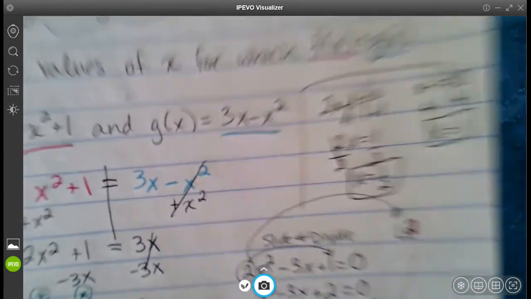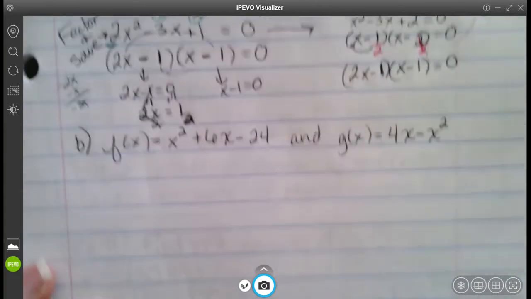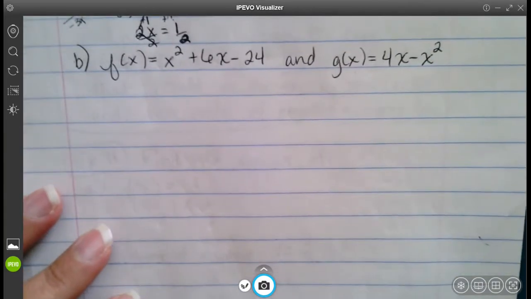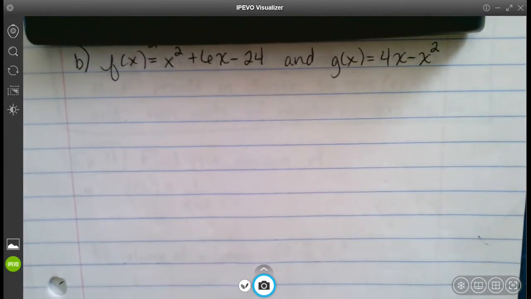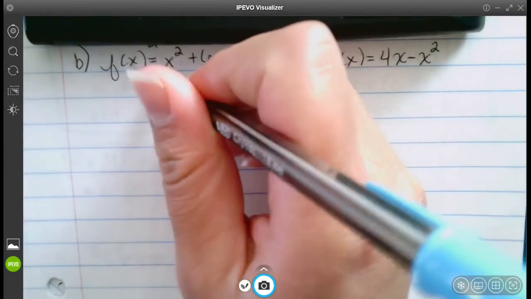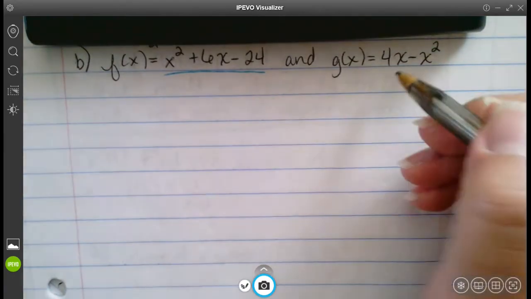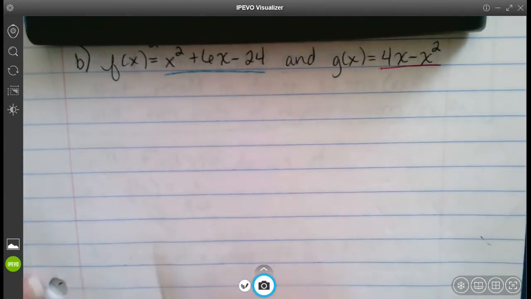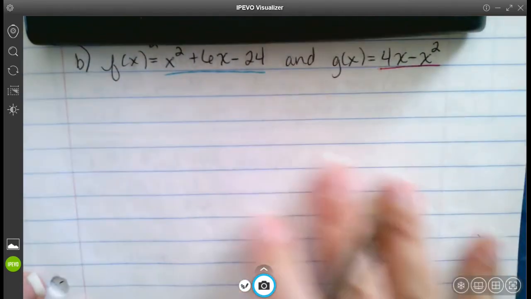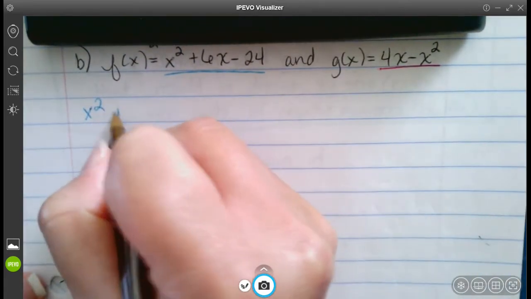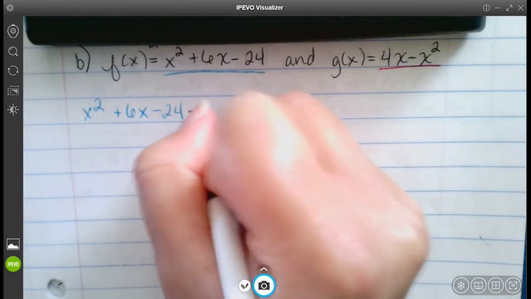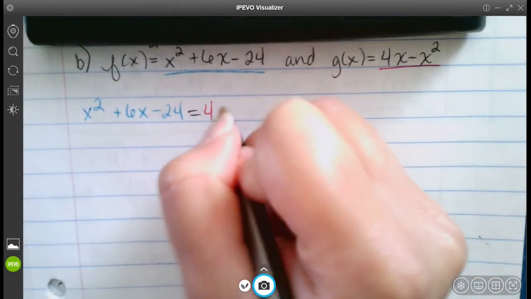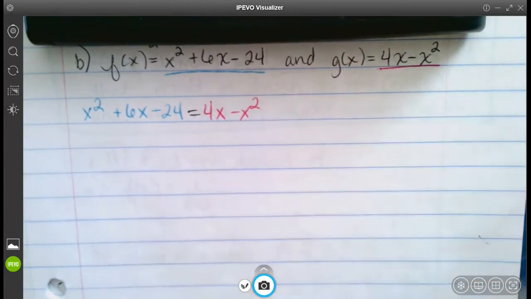A lot of work. We're going to do one more of these crazy ones. Hope I can get it all to fit a little bit nicer than the one before. Go ahead and cover that so we know exactly what we're doing here. So we have our problem here, and it's the same deal. We're going to set this equal to this over here. I'm going to work on this side so I have room over here. So x squared plus 6x minus 24 equals the other side, 4x minus x squared.